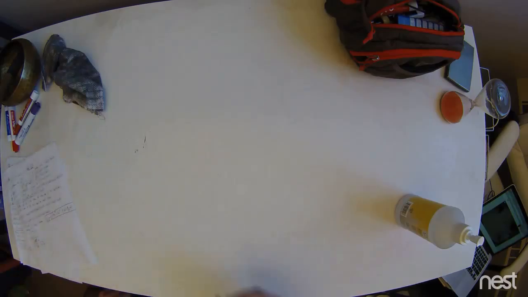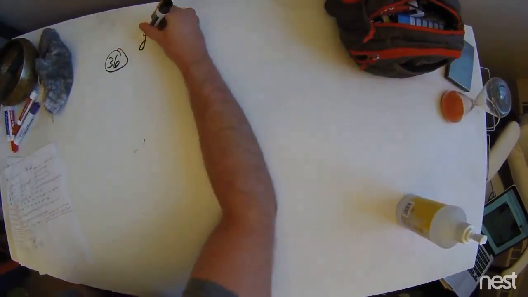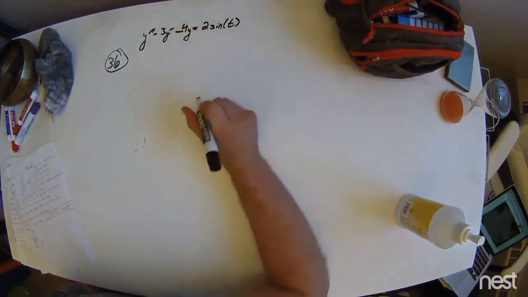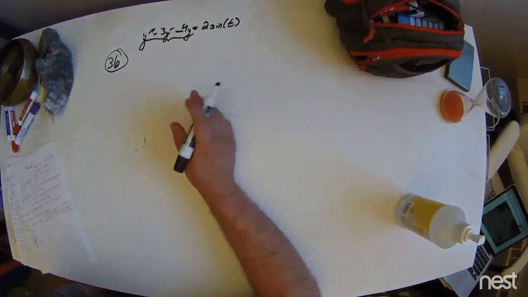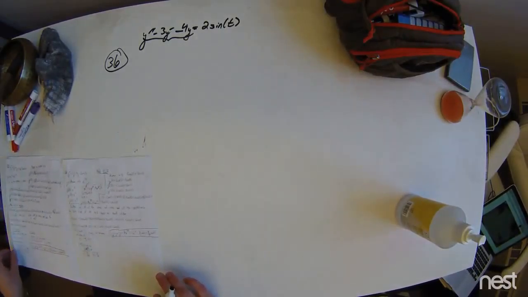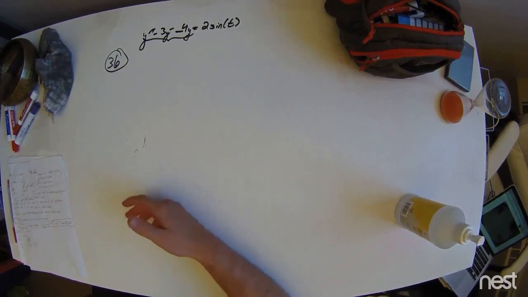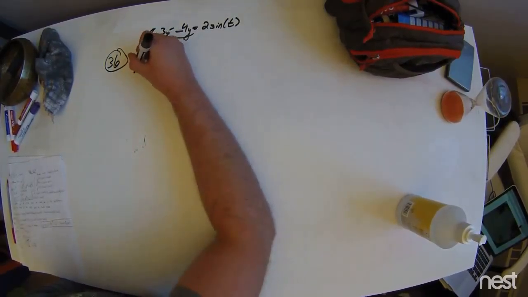Alright, so problem 36. The problem statement is this: y double prime minus 3y prime minus 4y equals 2 times the sine of t. Now, notice that this section of the problem is the same as in the previous one, and also in the one following, and in the next one following. That will be very useful on problem 38, to help understand why linear combinations of solutions are solutions. Again, we have to get y of t here.